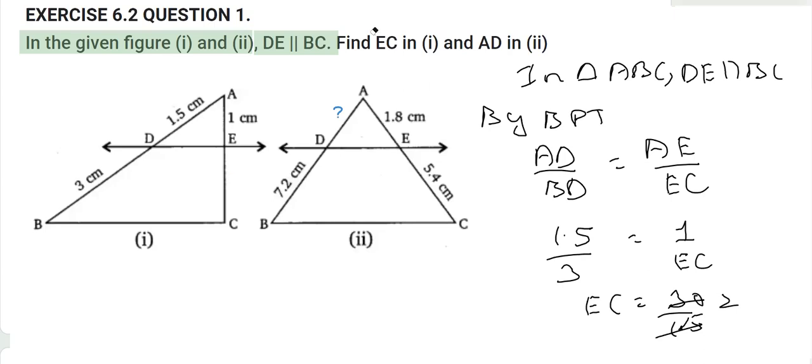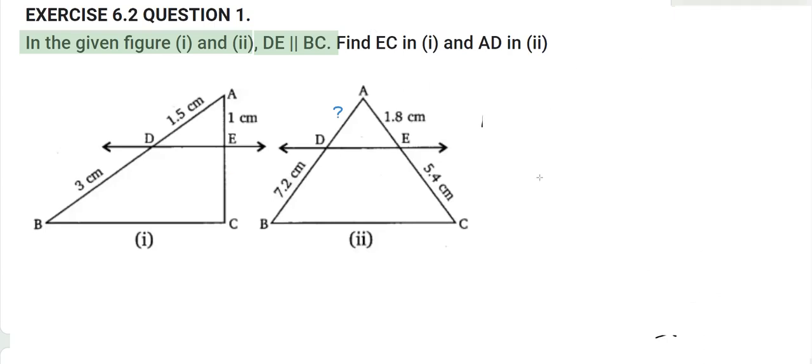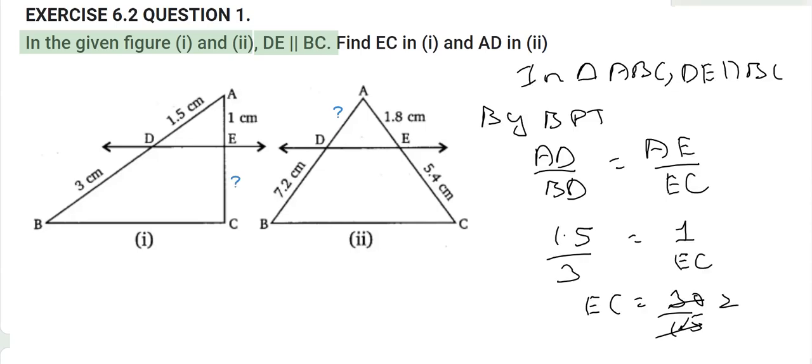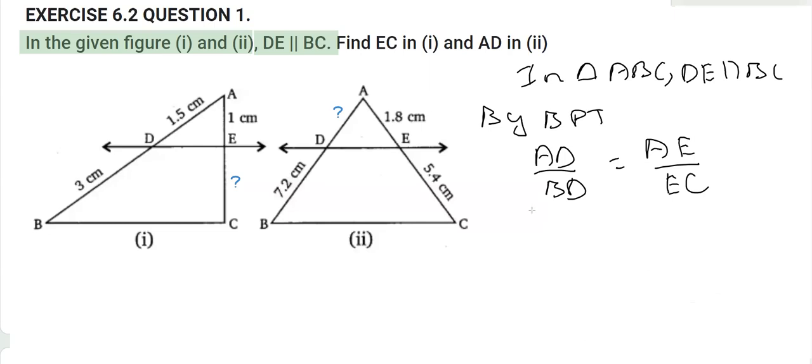Now, in the next figure, the triangle is different, so we must mention the name of the triangle here also. It can be done in the very same way. In this triangle also, we are applying BPT. This time AD is missing, so write AD as AD. BD is given 7.2, AE is 1.8, and this is 5.4.